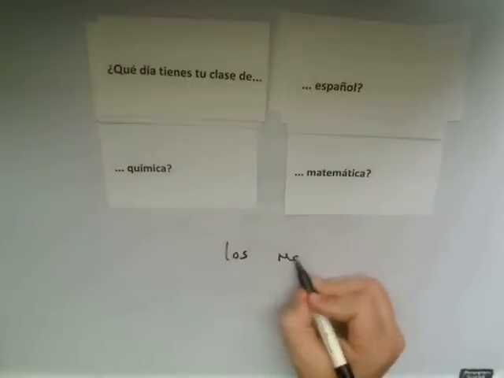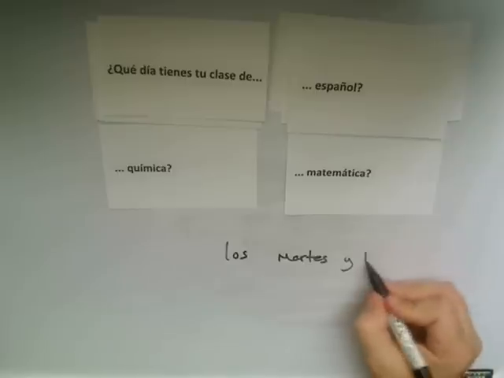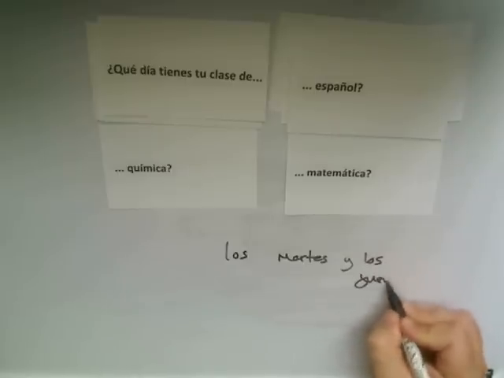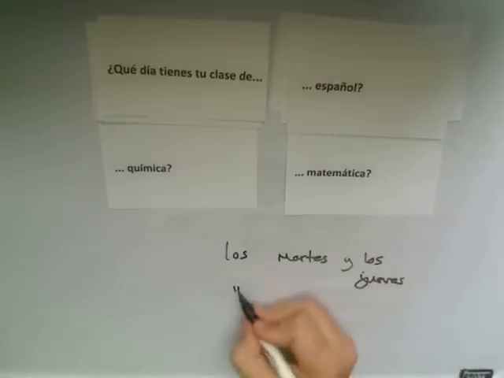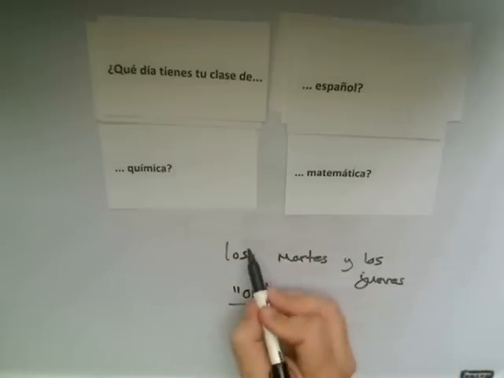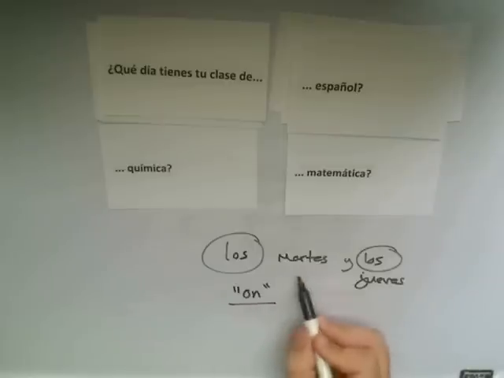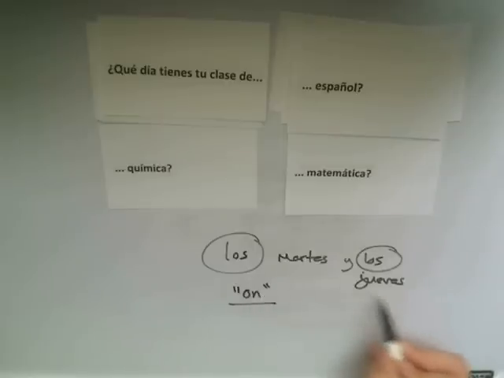Los martes, if it's just once a week. O los martes y los jueves. Okay? Remember, when you want to express the idea of like on Tuesdays and Thursdays, in Spanish you're going to use the definite articles. Los martes y jueves. Los martes y los jueves.